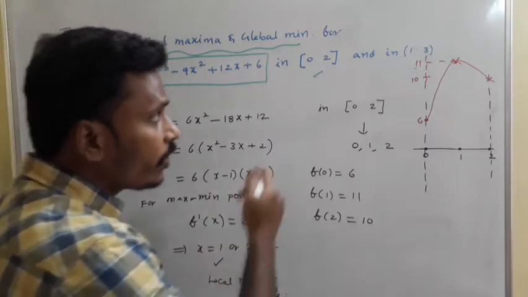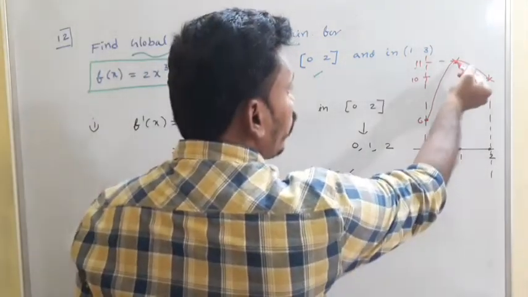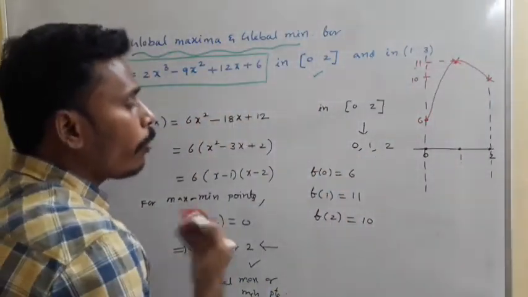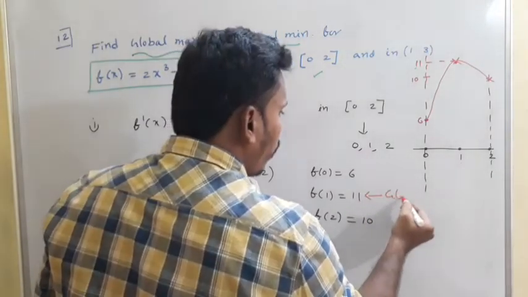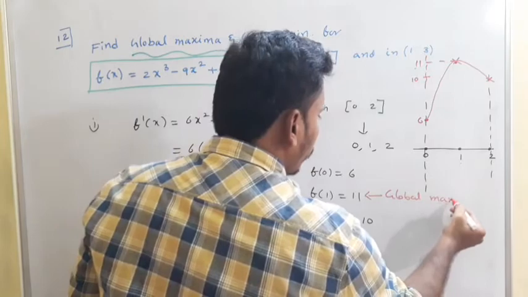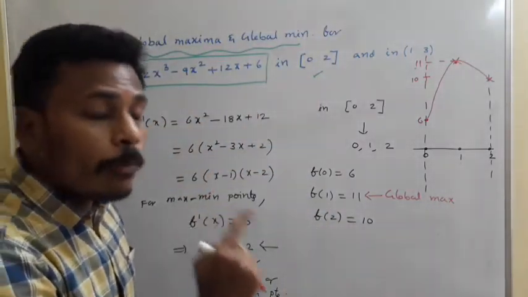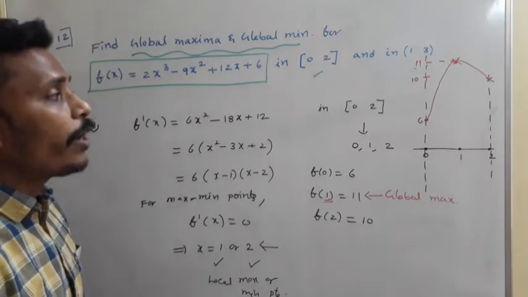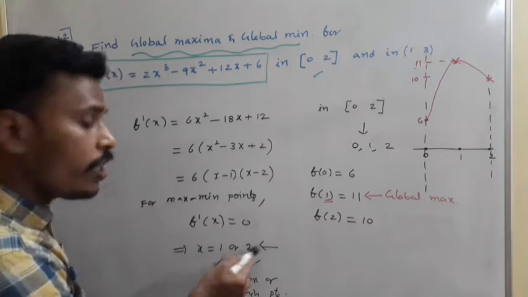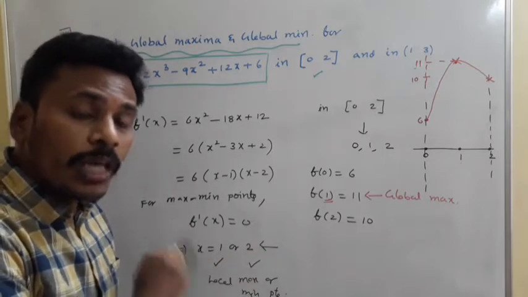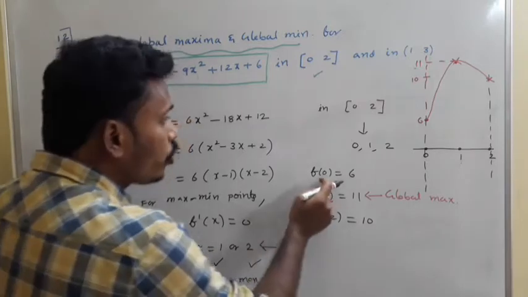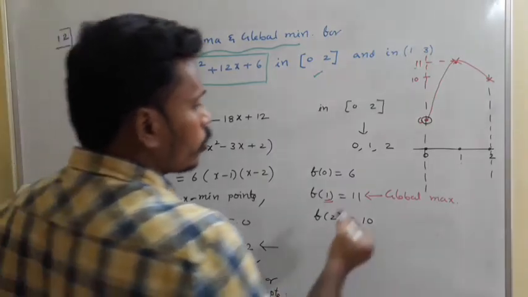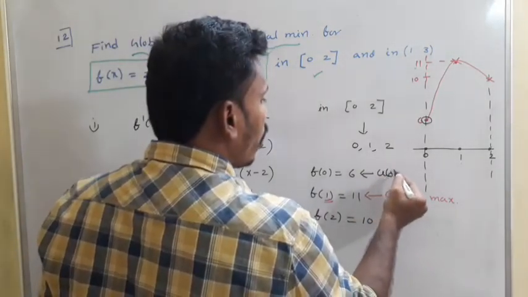If you analyze this graph, this point 1 is corresponding to local maxima, and in this interval that is the only maxima, so that value is global maxima. This 11 is global maximum value, and that global maximum exists at x equals 1. Then what to say about global minima? When you analyze, this 2 is local minima, but this 2 is not global minima. Why? Because at 0 the functional value is 6. So this point is corresponding to global minima, so this 6 is the global minima.